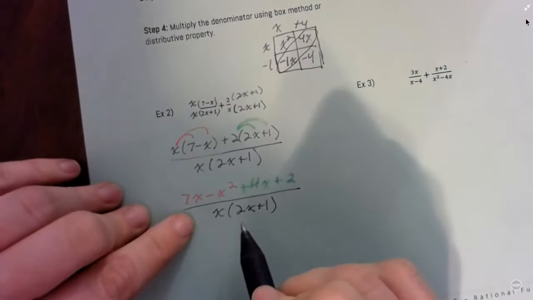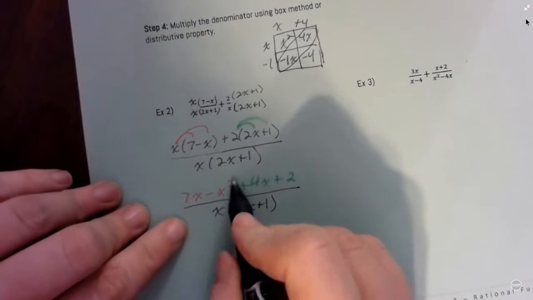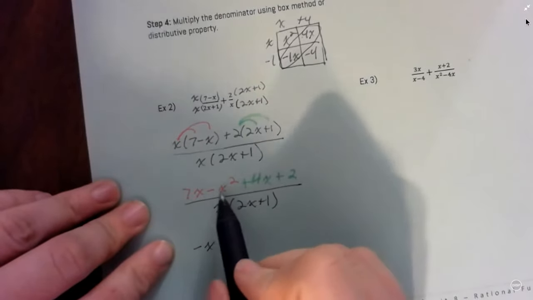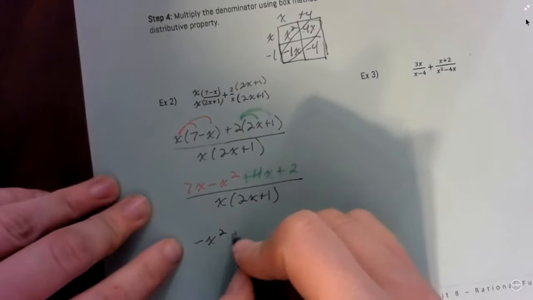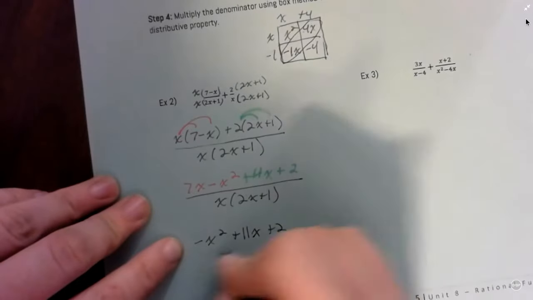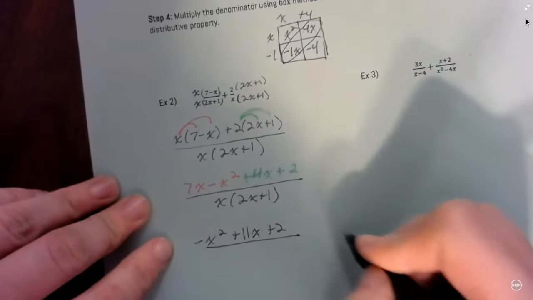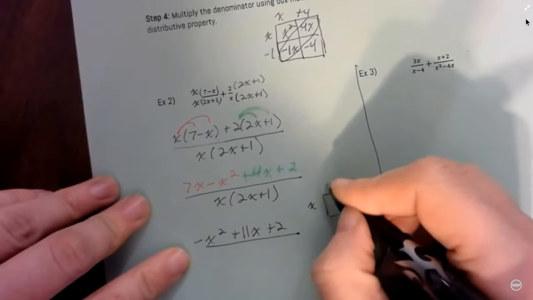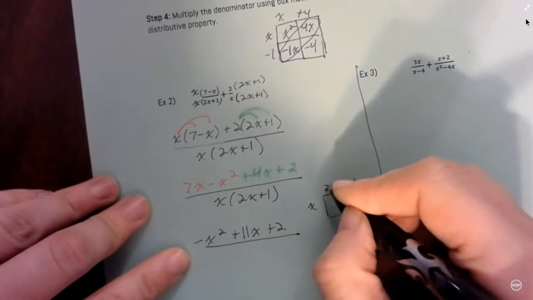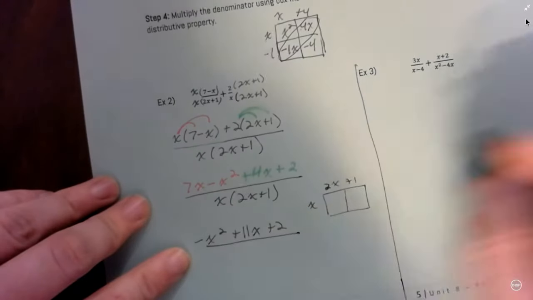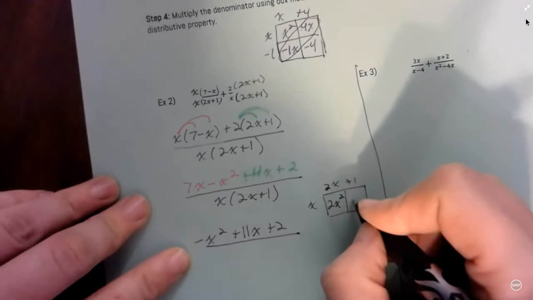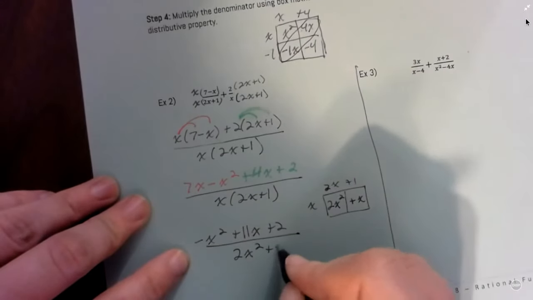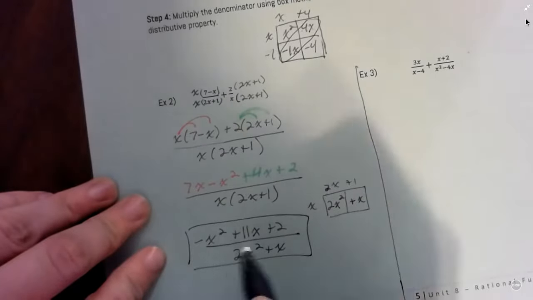And then I'm going to combine like terms on top. These don't have any like terms, so negative x squared, but then 7x and 4x combine to make 11x, and then plus 2. And then for the denominator you can either do a little box method here, x, 2x plus 1, or you could use distributive property. Either way, it doesn't matter. So then 2x squared plus x. And there's my simplified expression.